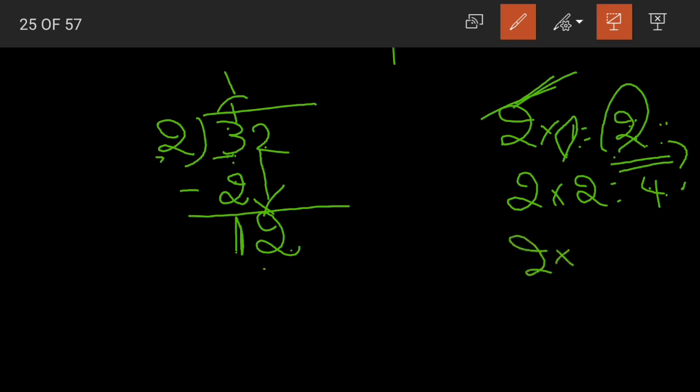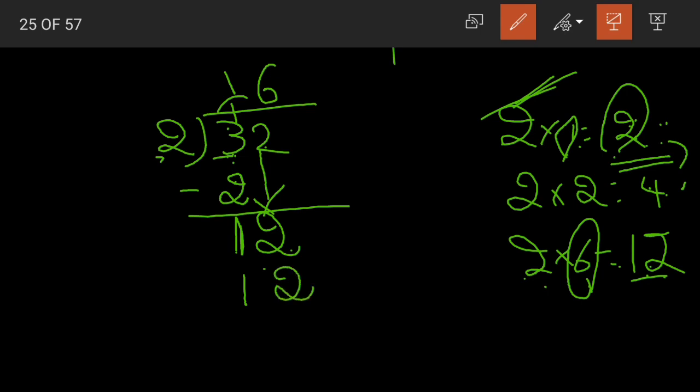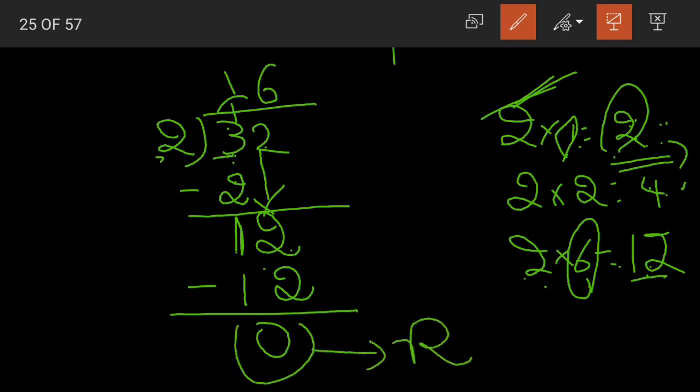And again, if you look at our 2 table, we have 2 6s are 12. We are having 12 in 2 table. So where will we write this 6? 6 will be written in the quotient and 12 will be written just below this. And if we subtract, what will be our answer? 0 will be our remainder. There are no digits left to bring down and 0 is less than 2 here. Clear, children? 0 becomes our remainder.